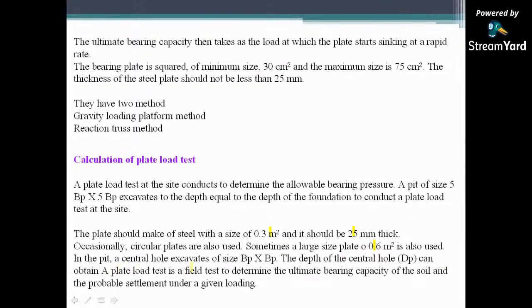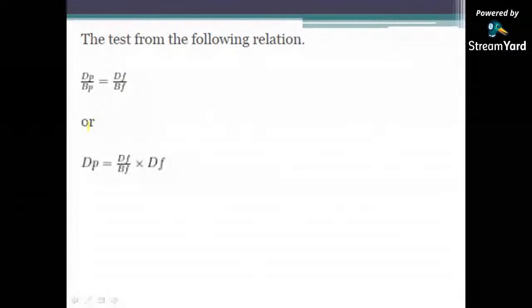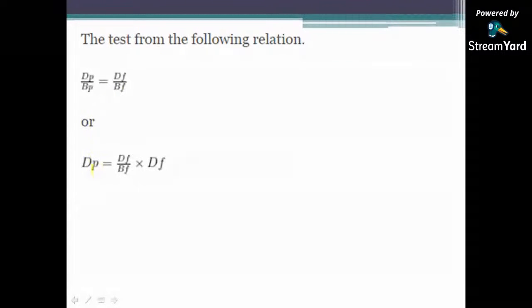A plate load test is a field test to determine the ultimate bearing capacity of the soil and probable settlement under a given loading. So the test follows the relation: Dp is the depth of the footing plate, Bp is the width of the footing plate, Df is the foundation depth, Bf is the width of the foundation, and Dp by Bp equals Df by Bf. So this is how you have to calculate.